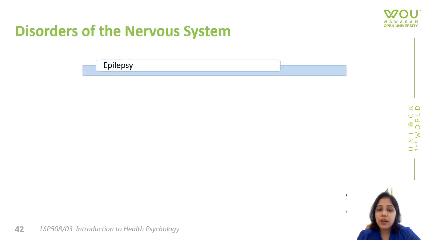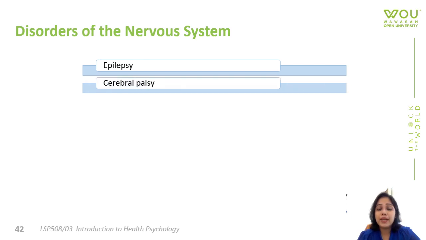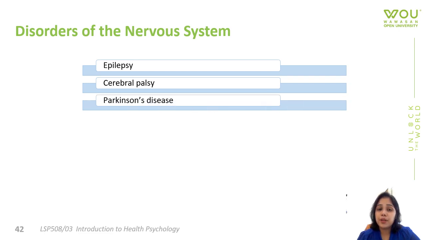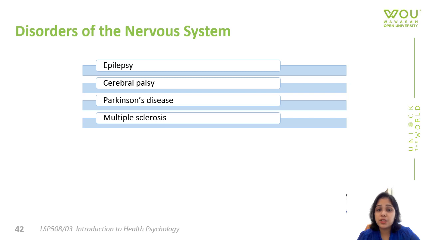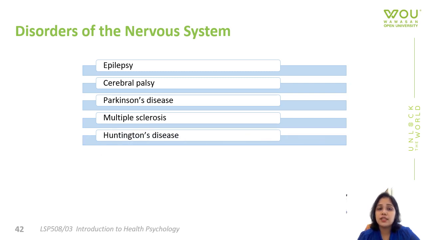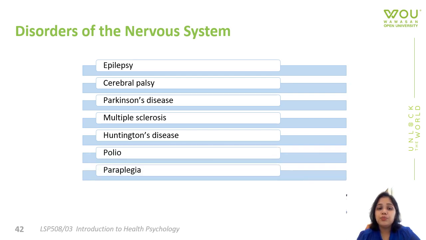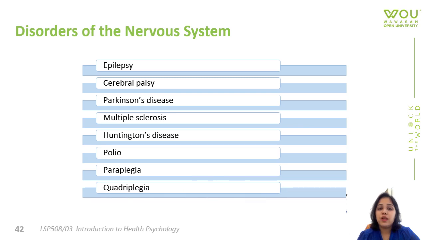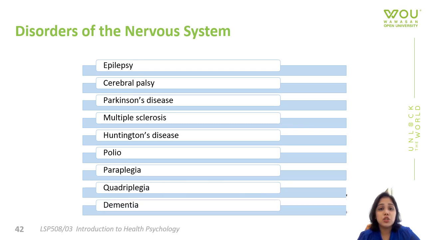Now, there can be some disorders of the nervous system. Epilepsy is a disorder of the nervous system. Cerebral palsy, as well as Parkinson's disease, multiple sclerosis, and Huntington's disease all have a relation to the spinal cord and the brain. Polio, paraplegia, quadriplegia, and dementia as well.